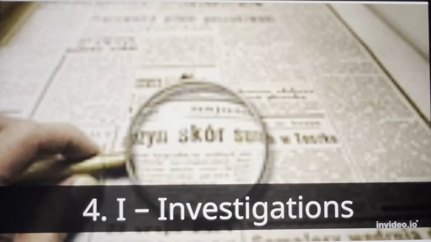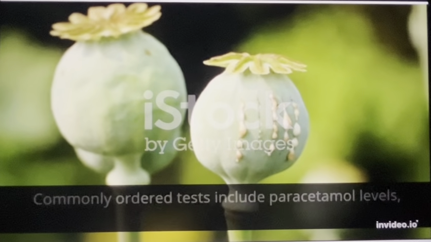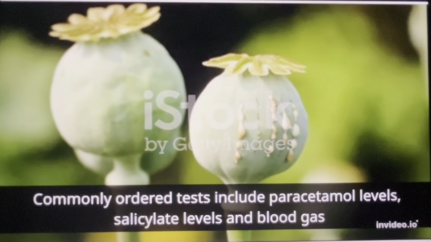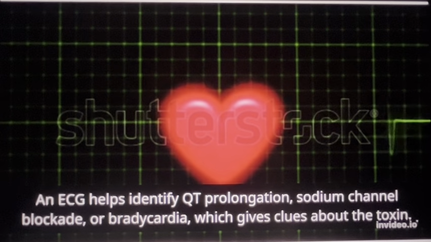4. I. Investigations. We must send targeted blood tests and ECGs. Commonly ordered tests include paracetamol levels, salicylate levels, and blood gas. An ECG helps identify QT prolongation, sodium channel blockade, or bradycardia, which gives clues about the toxin.